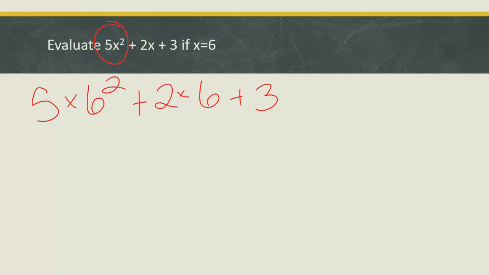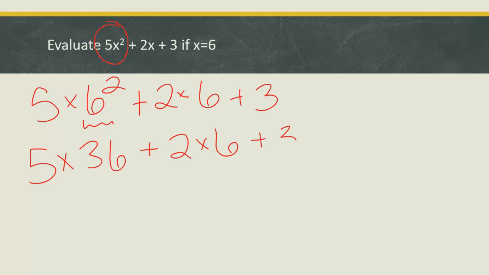Now to evaluate this, we're going to use order of operations. That says we'll evaluate parentheses first. We don't have any, so then we're going to do exponents. I have one exponent. 6 squared is 36. So I'm going to rewrite everything, but I'm replacing squared with 36. And I'm just going to keep copying down all the other stuff. I'm done with my exponents.